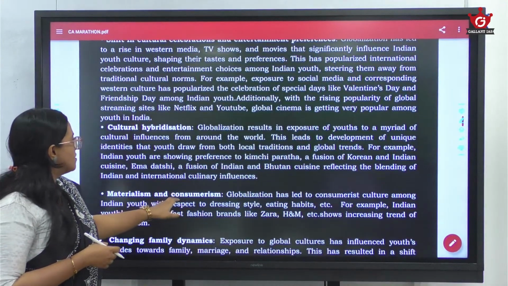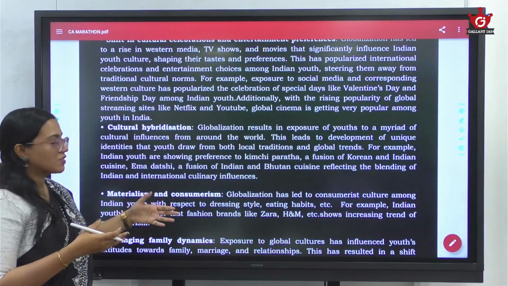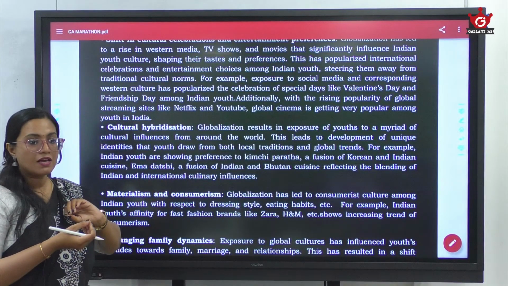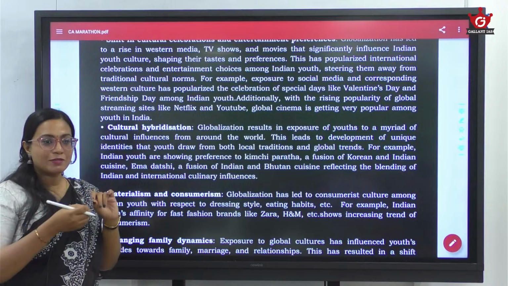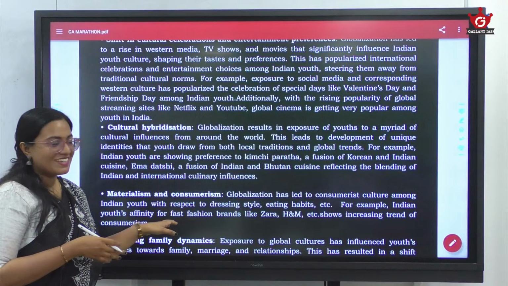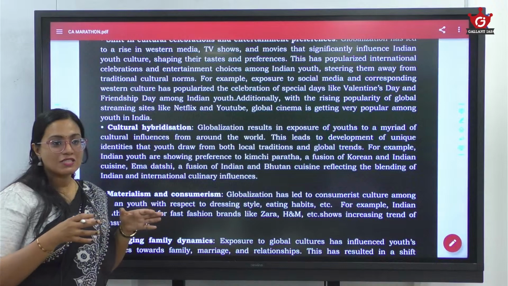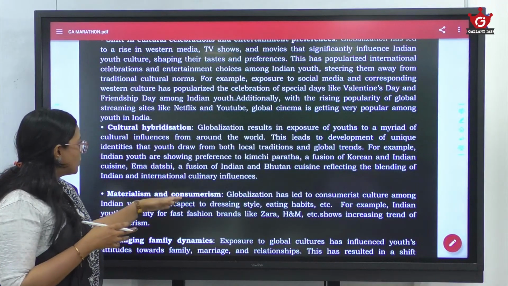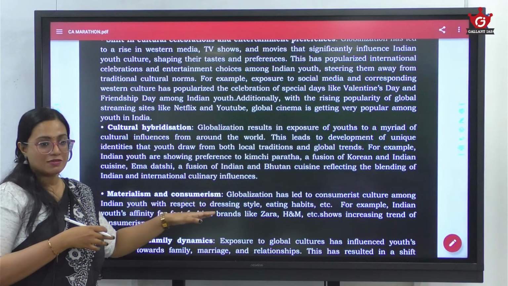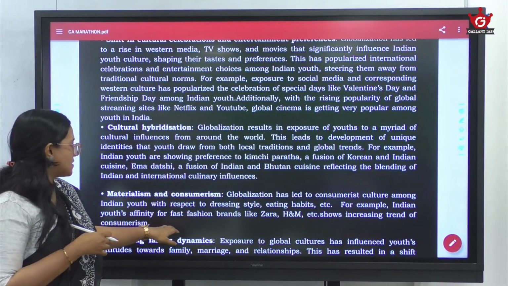Cultural hybridization, unique identities which they draw from local traditions and global trends. For example, the fusion of food. If you remember, it was Deepika Padukone who made this hummus famous. It's a Bhutanese national dish. Likewise, all the cuisines, there's an Indo-Korean cuisine as well. Kimchi paratha is an Indo-Korean fusion. So the food items, the culinary items, that's cultural hybridization.